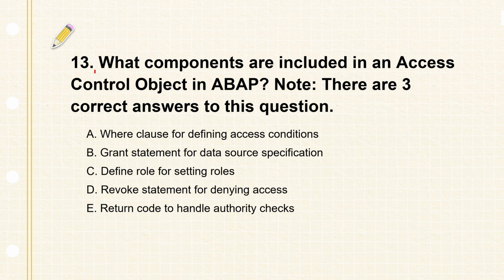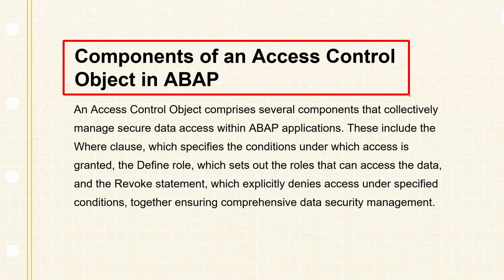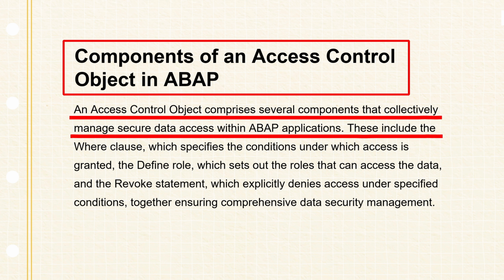Question 13. What components are included in an access control object in ABAP? The knowledge points of this question are: components of an access control object in ABAP. Access control objects manage who can see or use data in applications. They include rules for when access is allowed, role definitions for who can access, and conditions for denying access, all to keep data secure and properly controlled.